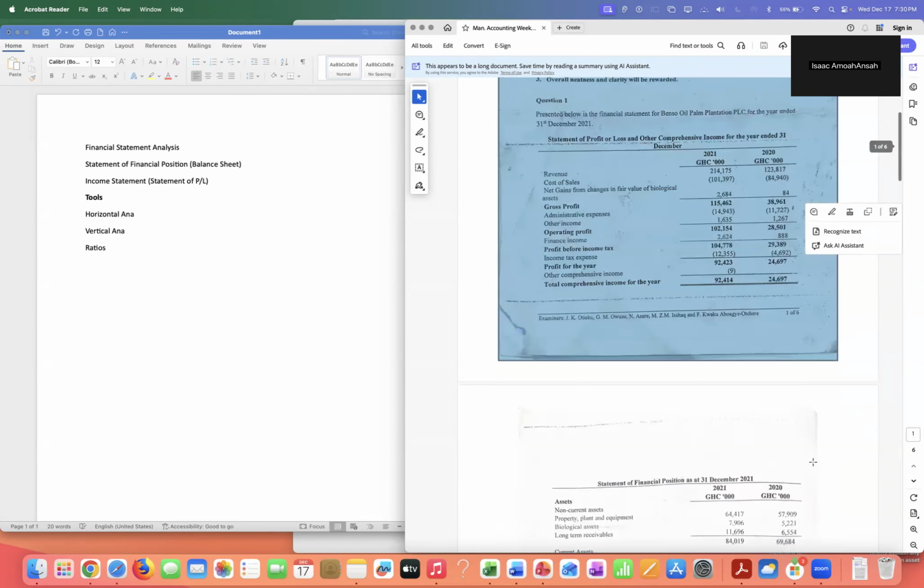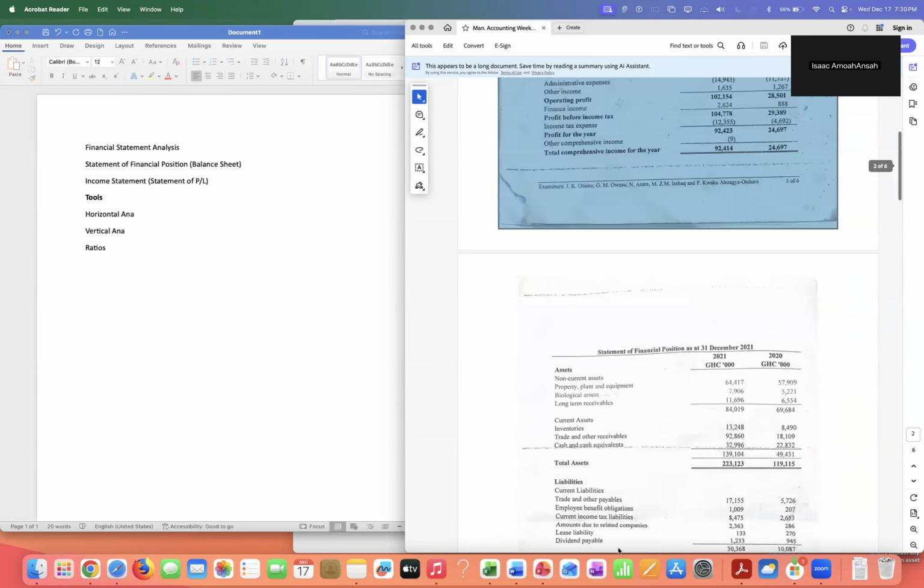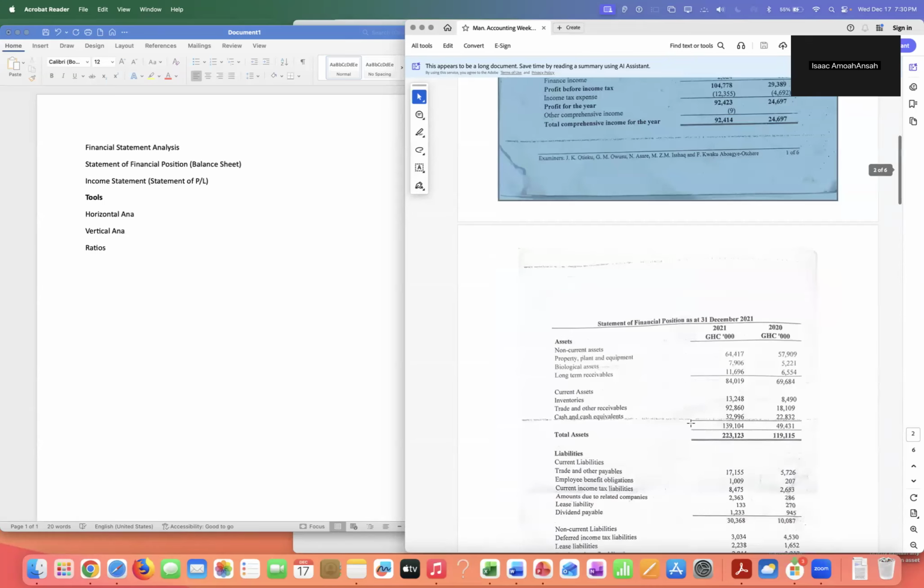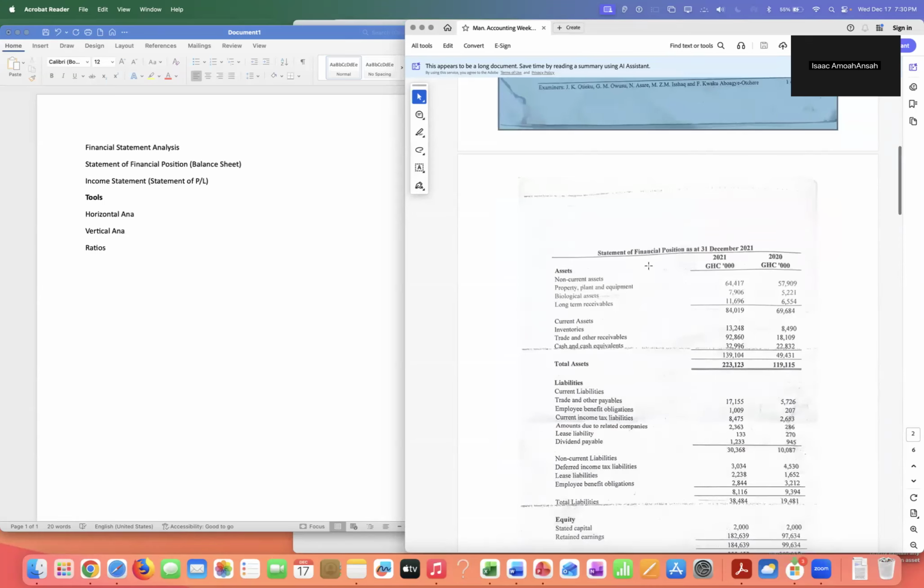Have a look at this one too. Statement of financial position. The statement of financial position also has some details. It has your assets, your liabilities, and your equity, right? That's the accounting equation, if you remember. That's the balance sheet, if you remember, right? So we can also tend to look at growth in our balance sheet items, right?